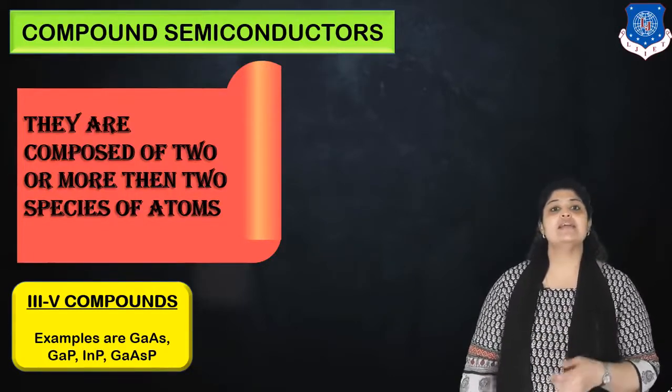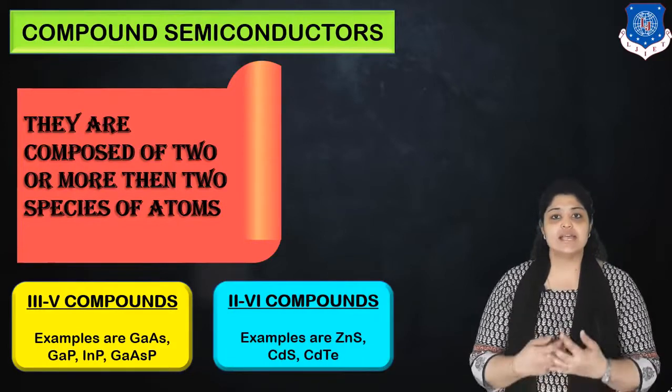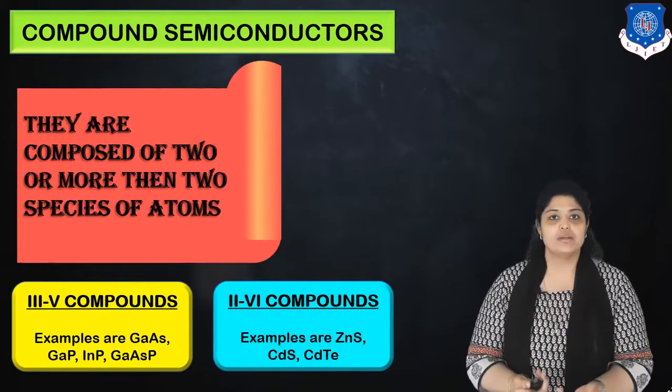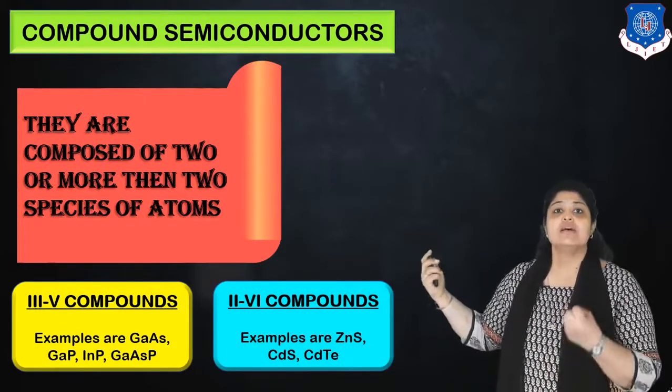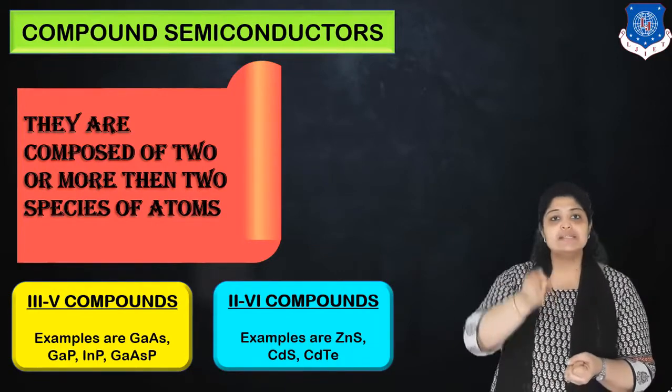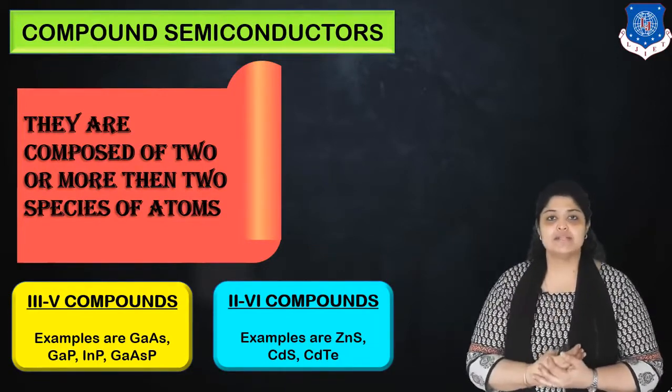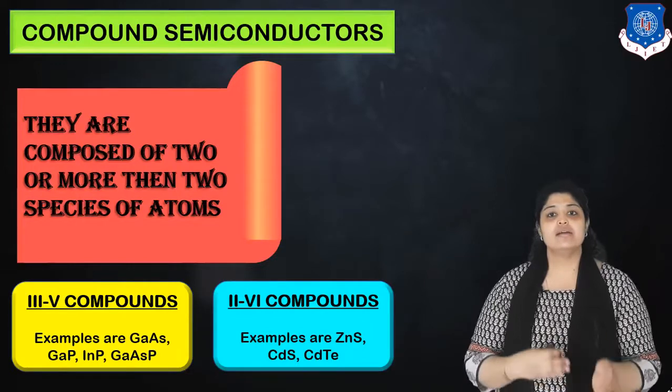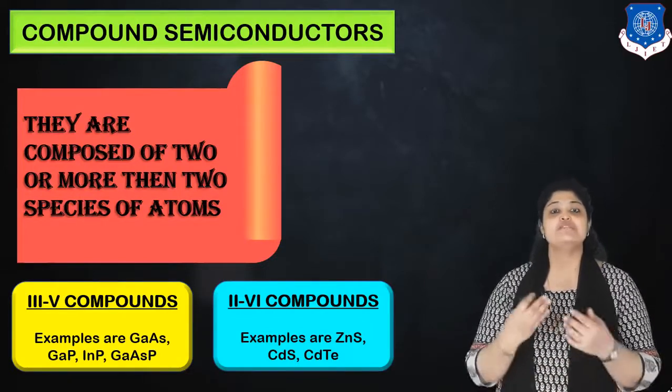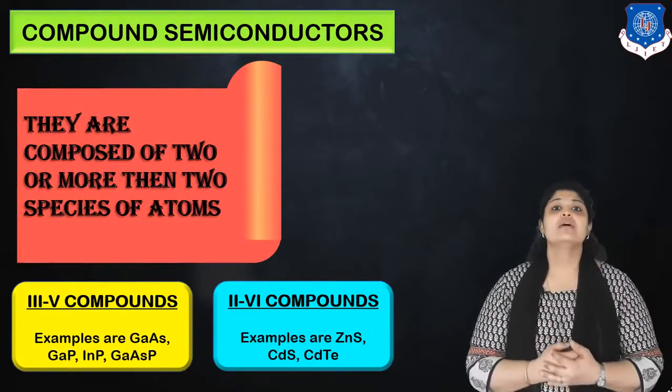And the second category of compound semiconductors is the 2,6 compound. 2,6 compounds are formed by group 2 elements and group 6 elements. Some examples of them are zinc sulfide and cadmium telluride.